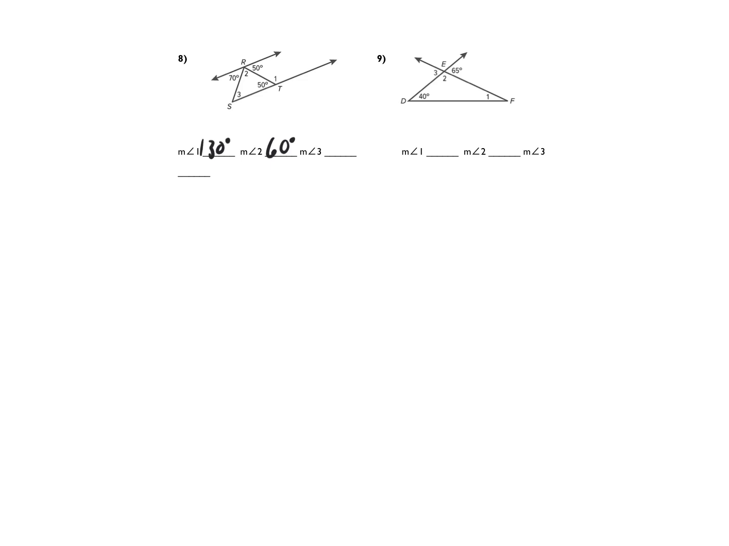All right, and then we have that 3, so we have 50 and 60, that's 110. So 180 minus 110 is 70.